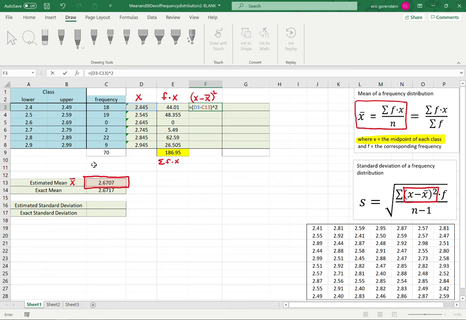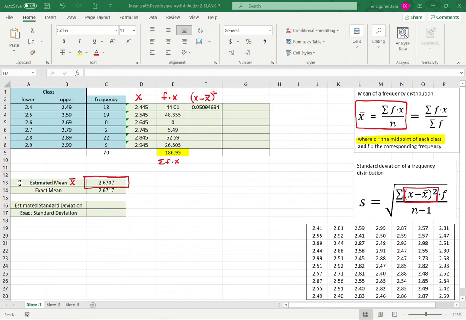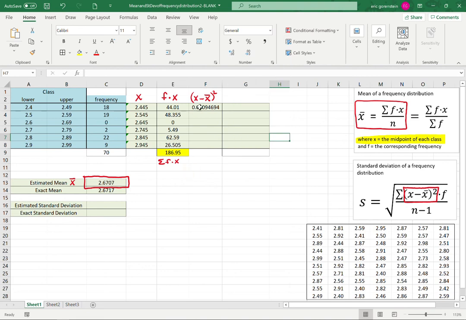So D3 minus C13. D3 is the X value, C13 is the mean. Subtract those two numbers, and then square it. There was an issue with the format of the number, so I just had to switch it back to general. Okay, so now we have X minus the mean quantity squared, and we want to repeat this process down here.